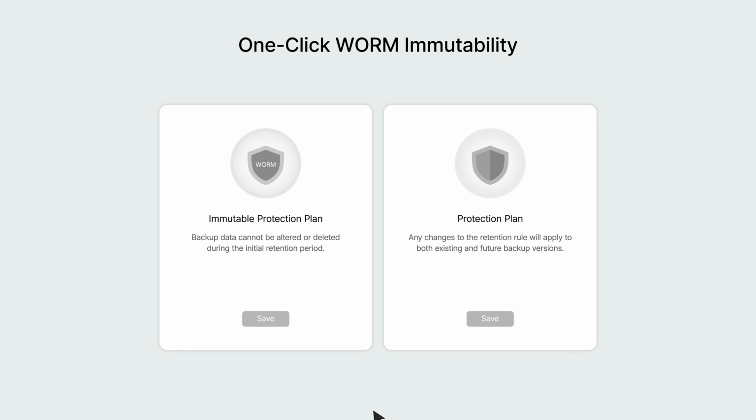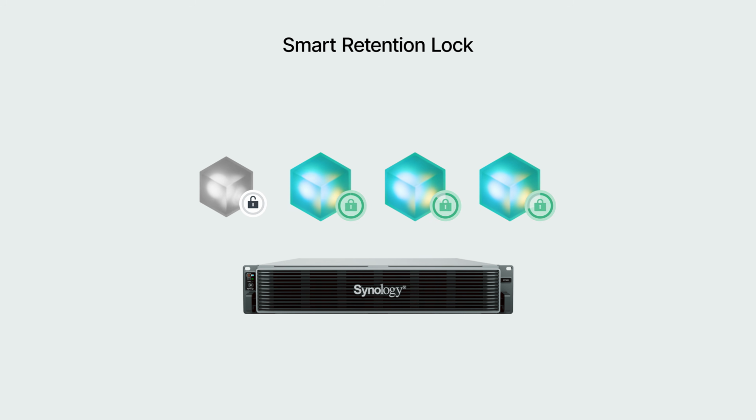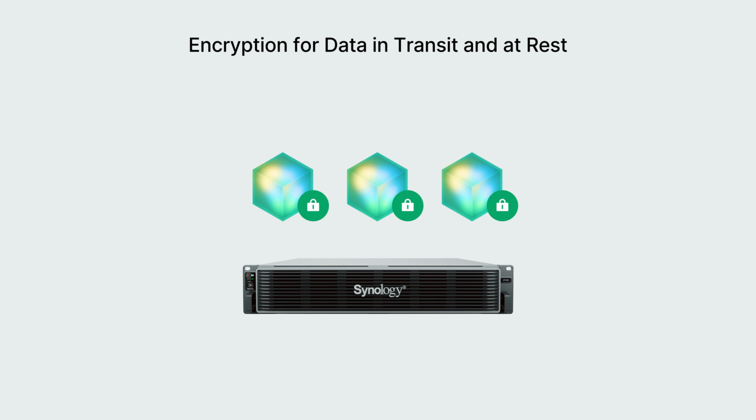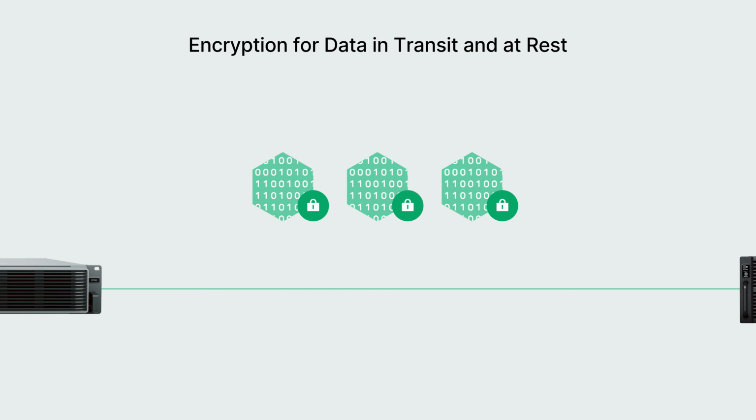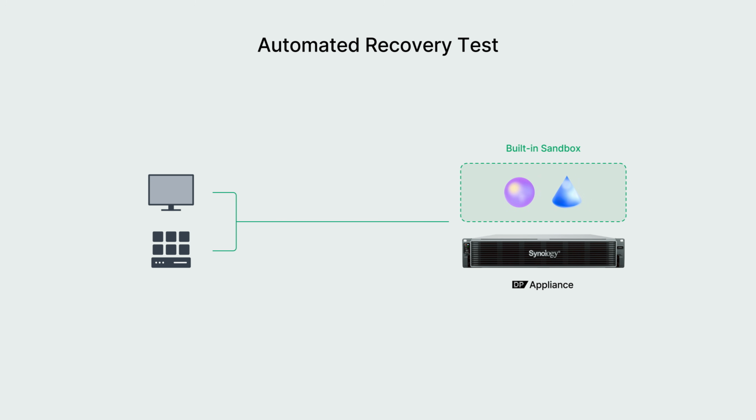WORM immutability can be enabled with a single click to prevent tampering or deletion, with retention periods automatically aligned and data deleted upon expiration. In addition to WORM immutability, data is encrypted during transfer to the MSP environment and while at rest, ensuring continuous protection. In addition, the system automatically verifies data using built-in virtualization.